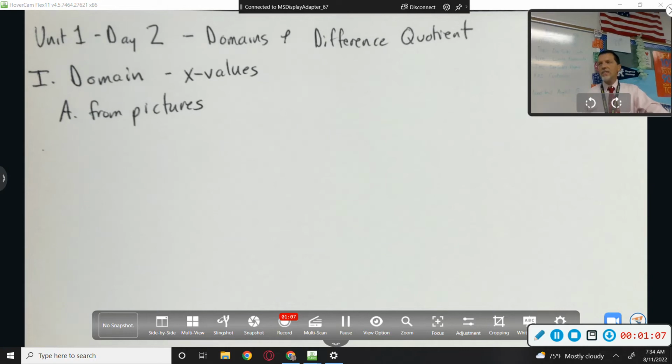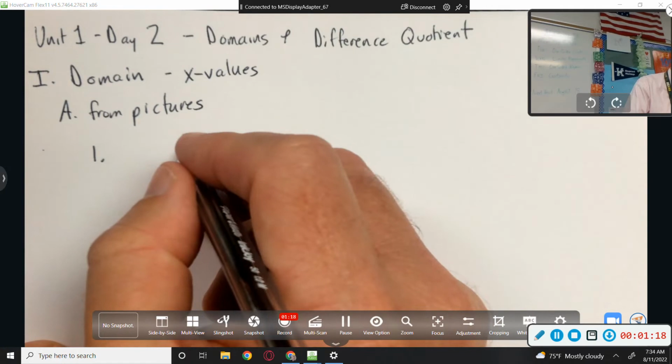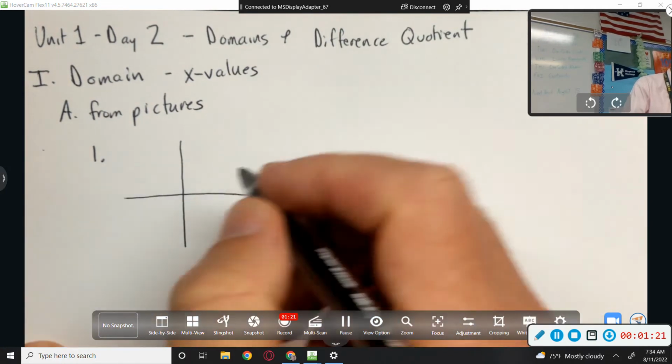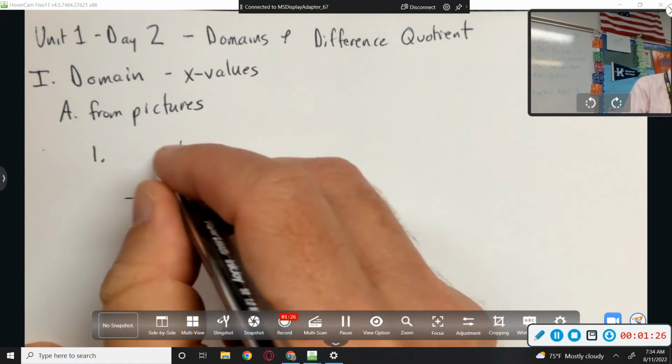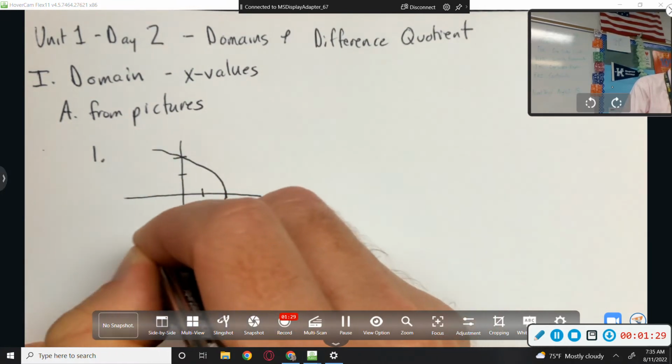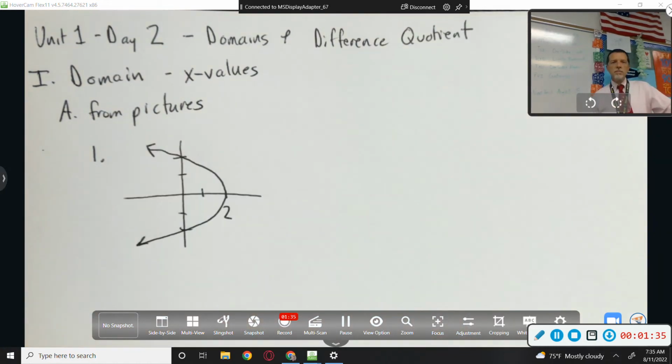That's the ones we like, because it's kind of like the vertical line test. You just look at it and get the answer. There's not really any work to do. But like the vertical line test, you've got to know what you're looking at. So let's say we've got some sort of sideways parabola type thing here, and we want to know the domain of that picture. I almost said function, but that's not a function. So the domain of that graph.